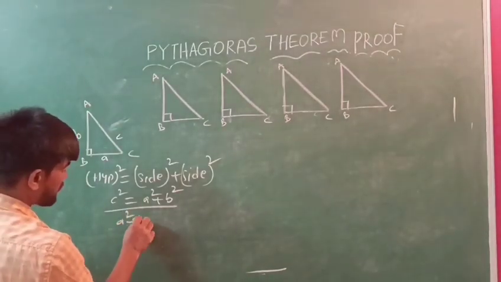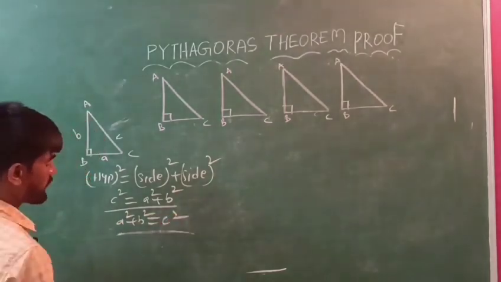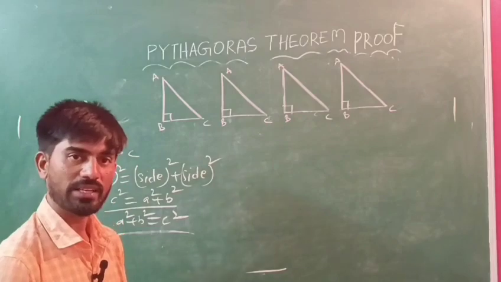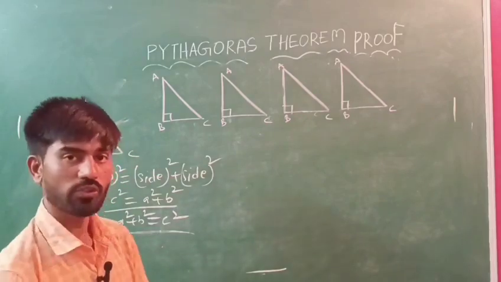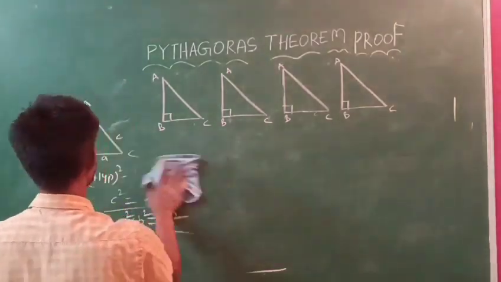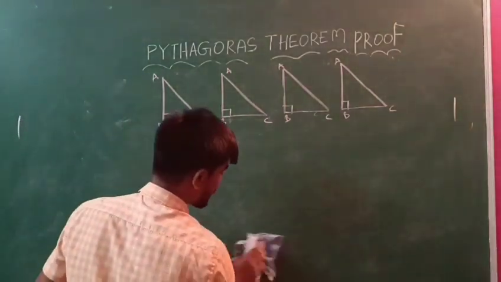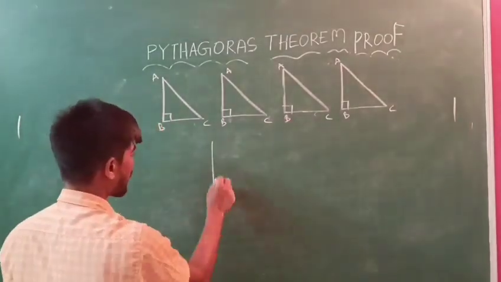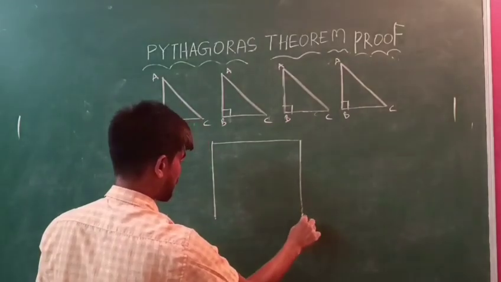Here A square plus B square equals C square, meaning hypotenuse square is equal to side square plus side square. This is the Pythagoras theorem. Now we are going to prove the Pythagoras theorem. Here I am taking four right angle triangles. These four right angle triangles I am going to arrange into one big square. Here this is a big square.